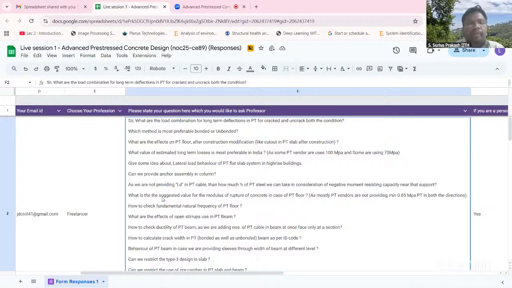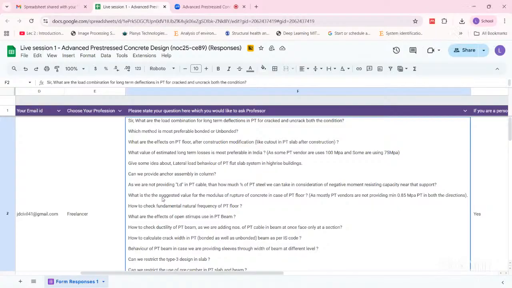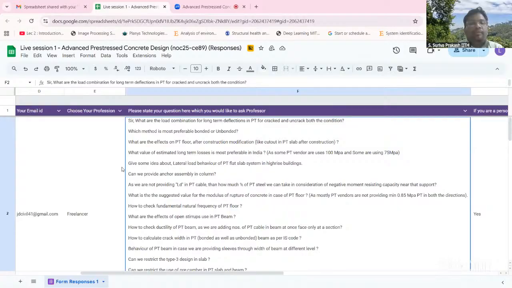Can you elaborate more? Why do you want to use open stirrups? Sir, I missed the last portion due to internet issue for frequency. Typically for long spans, it could be a concern.